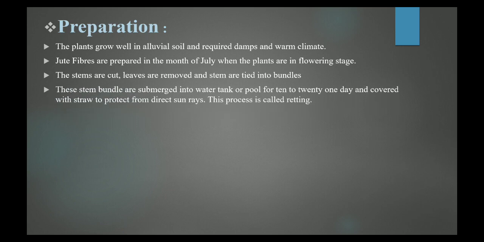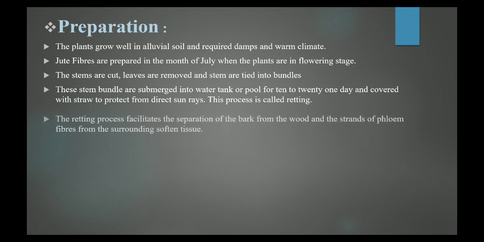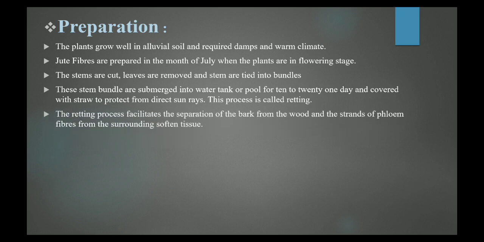These stem bundles are submerged in a water tank or pool for 10 to 21 days and covered with straw to protect from direct sun rays. This process is called retting. The retting process facilitates the separation of the bark from the wood and the strands of phloem fibers from the surrounding softened tissue.